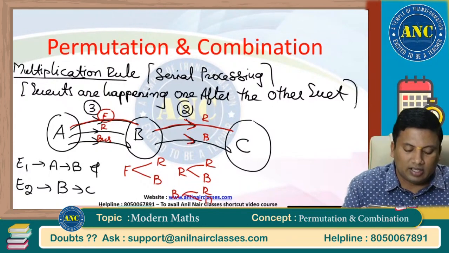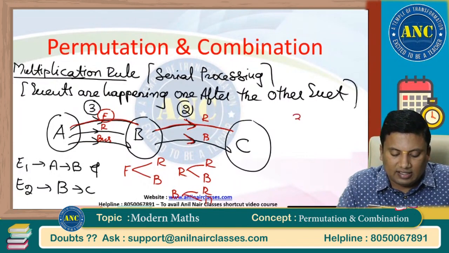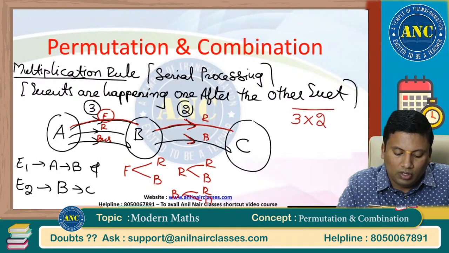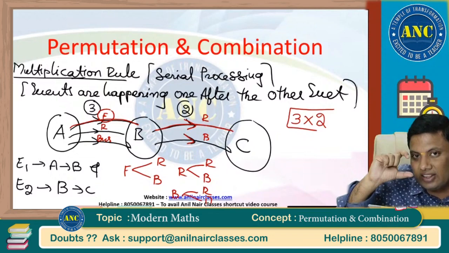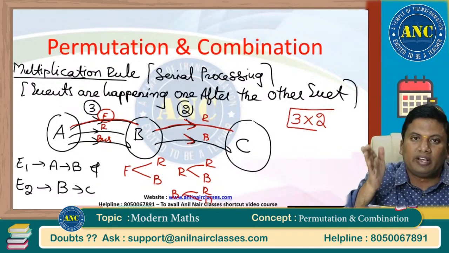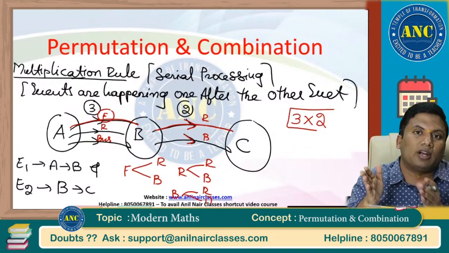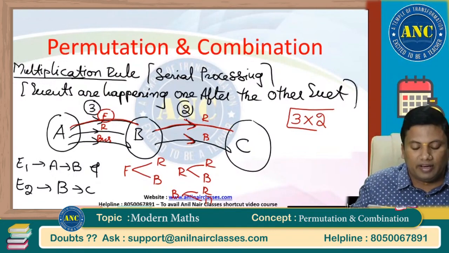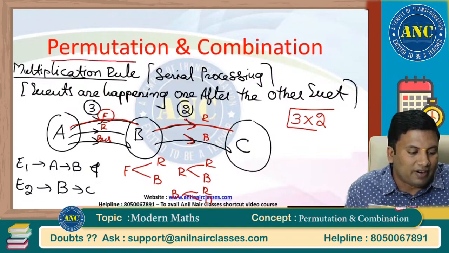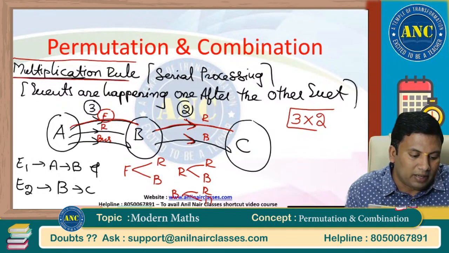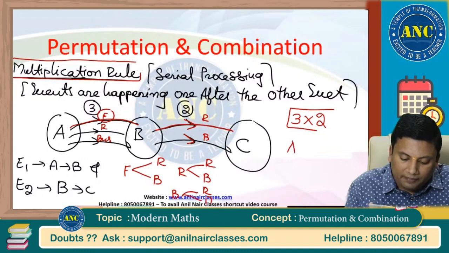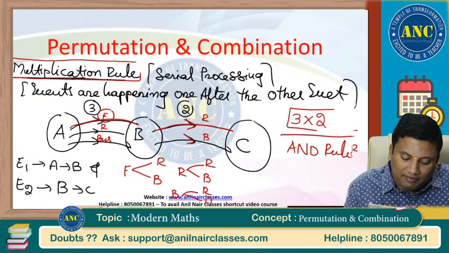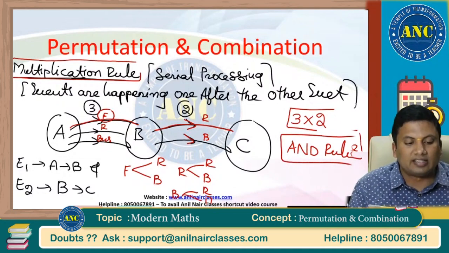How many cases did I get? 6 cases. 6 cases is nothing but 3 into 2. Each one is giving you 2 cases. Like that, there are 3 cases in event 1. Event 2 is following event 1. When event 2 is following event 1, then I will use the fundamental principle of multiplication. One event is happening and after that the other event. This is the most popular fundamental principle, which we call the AND rule.